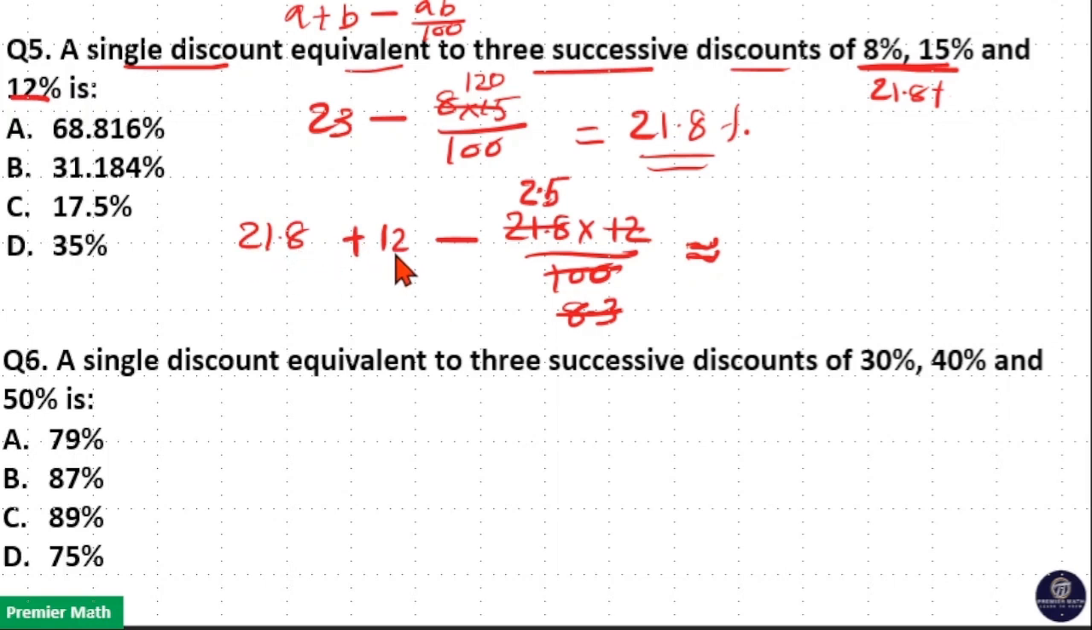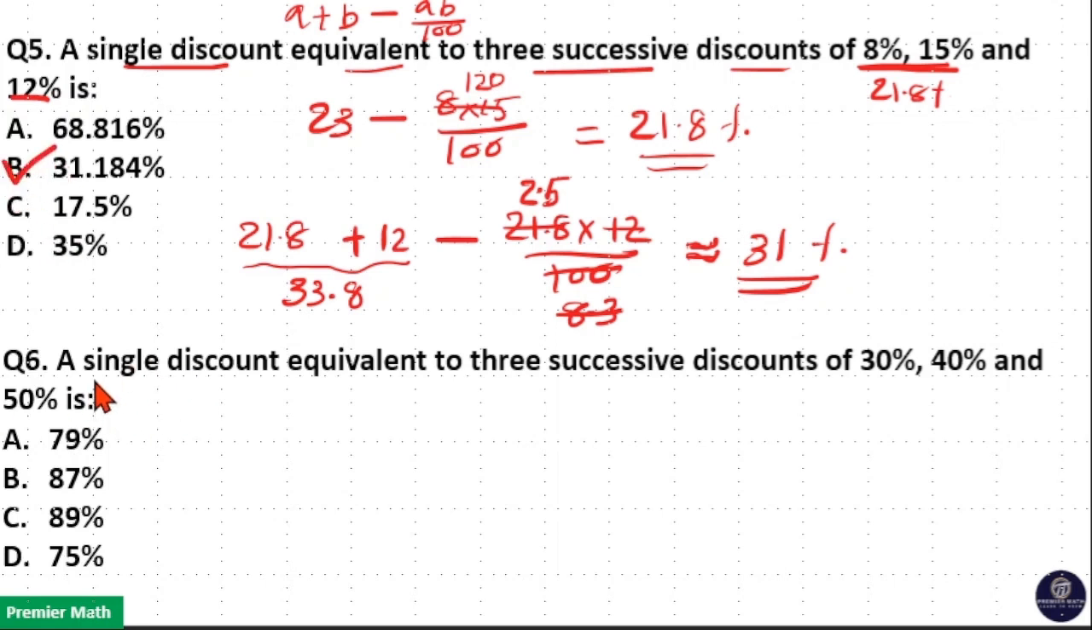21.8 plus 12 is equal to 33.8. Now 33.8 minus 2.5 is around 31%. Now option B is your answer.